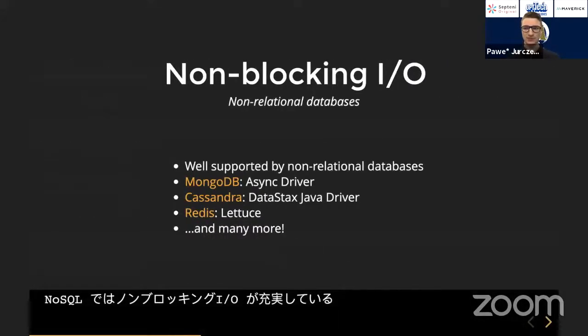Okay, the next type of external communication is non-relational databases. And when it comes to non-blocking communication with them, we usually don't have a problem. Non-relational databases are younger than relational ones, so their clients very often already provide some non-blocking and asynchronous capabilities. For example, we have the async driver for Mongo, we have the DataStax Java driver for Cassandra, we have Lettuce for Redis, and many more clients for other databases as well. So usually not a problem in the world of non-relational databases.